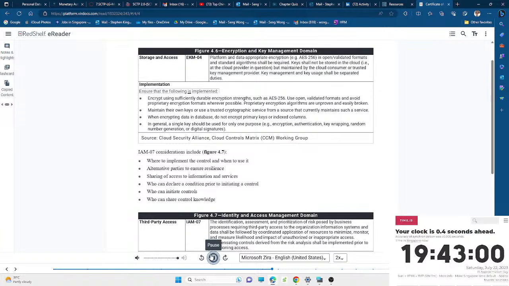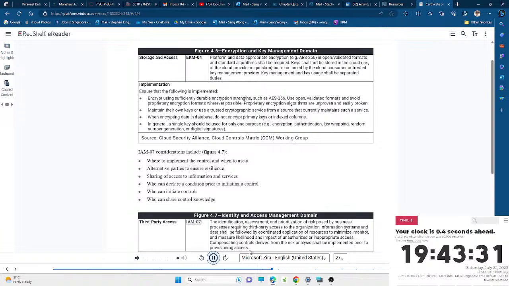Implementation: ensure that the following is implemented. Encrypt using sufficiently durable encryption strengths, such as AES 256. Use open, validated formats and avoid proprietary encryption formats wherever possible. Proprietary encryption algorithms are unproven and easily broken. Maintain their own keys or use a trusted cryptographic service from a source that currently maintains such a service. When encrypting data in database, do not encrypt primary keys or indexed columns. In general, a single key should be used for only one purpose, example encryption, authentication, key wrapping, random number generation, or digital signatures. Source: Cloud Security Alliance, Cloud Controls Matrix, CCM, Working Group.